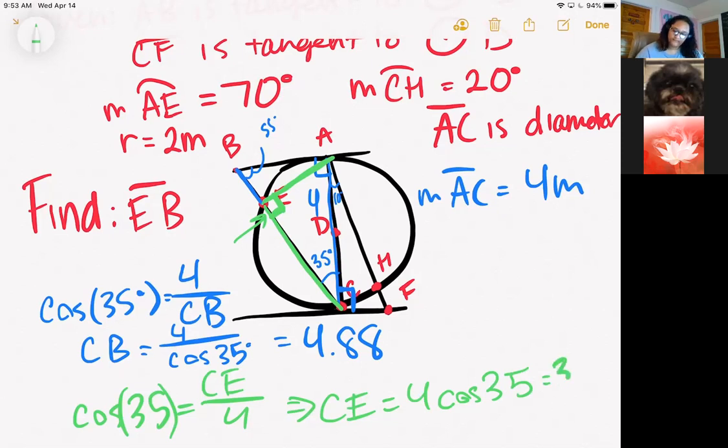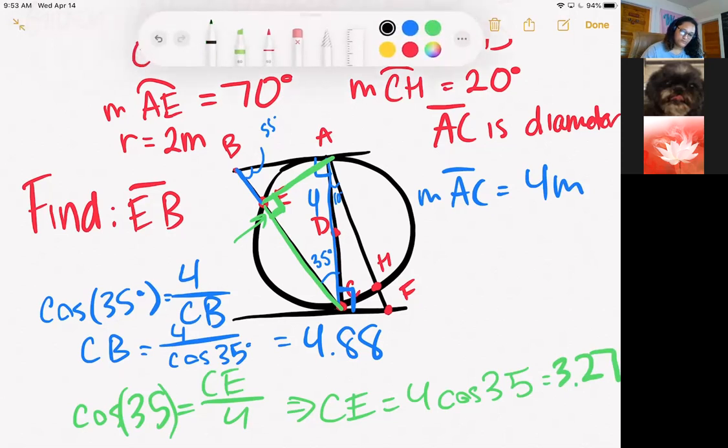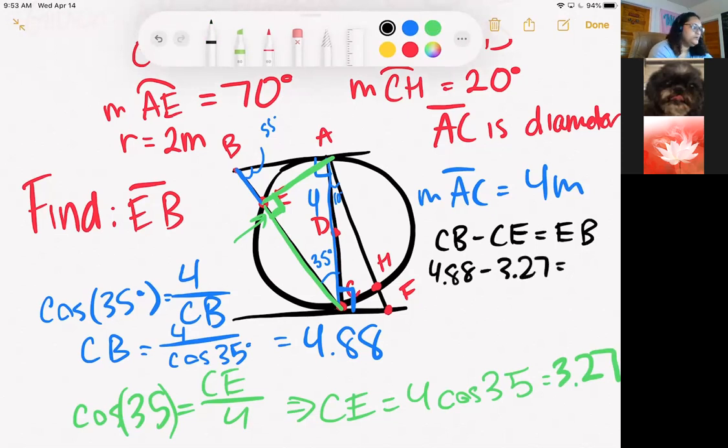So now we have CE and CB, and we want EB. So what do we do? CB minus CE. Yeah, CB minus CE gives us EB. So 4.88 minus 3.27 equals, I got 1.61. Awesome. And that would be what unit? Meters.